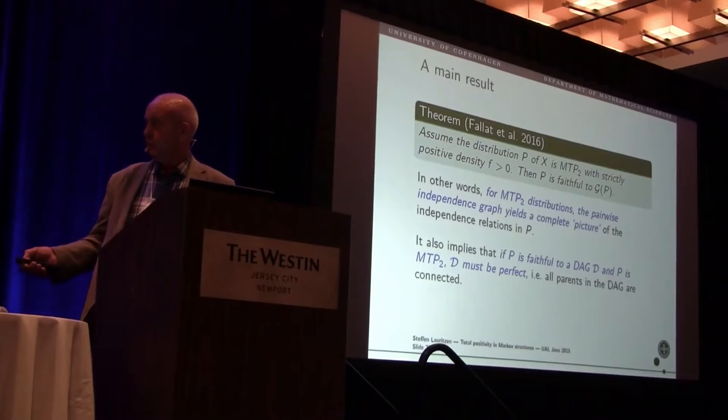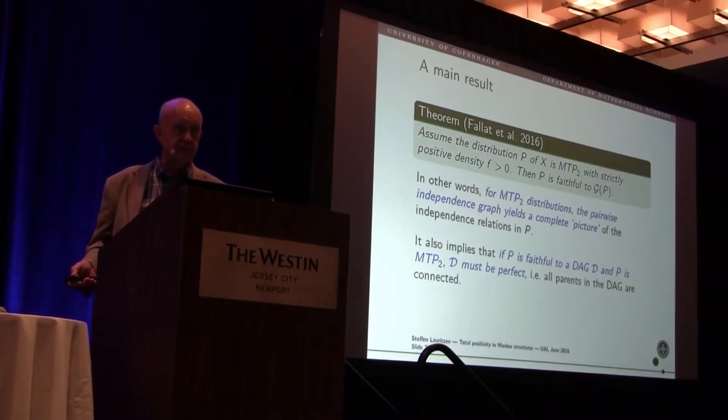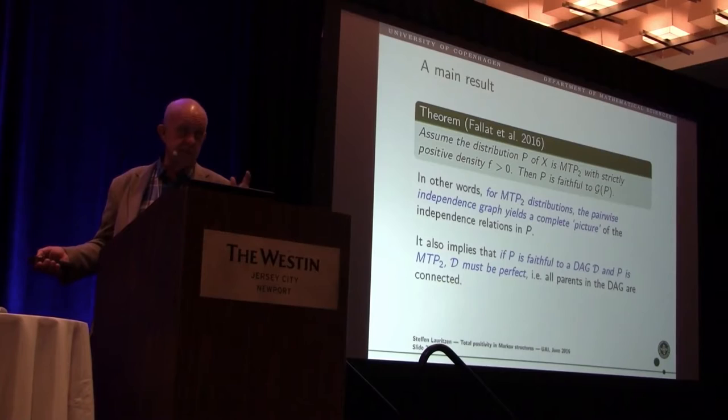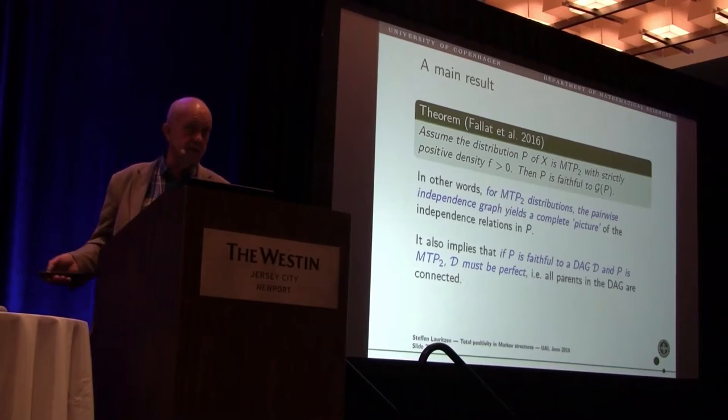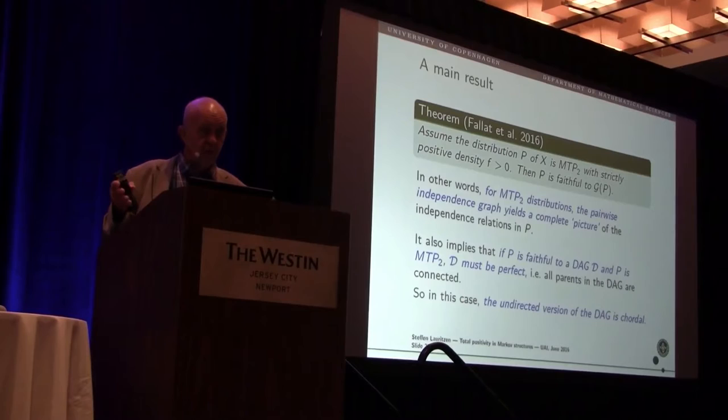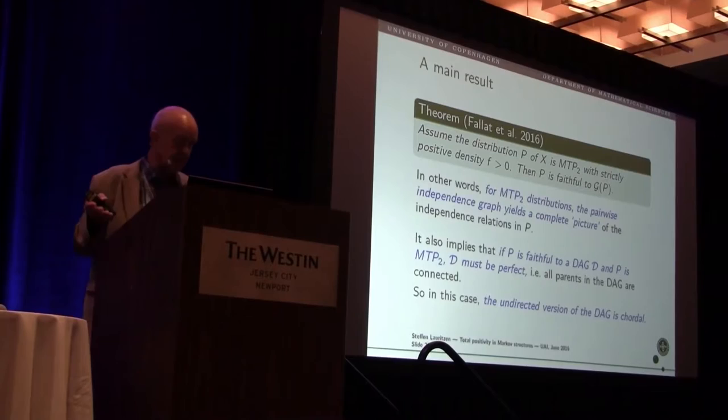Because if it's faithful to a DAG, it's faithful to its pairwise independence graph, which means it's faithful to its moral graph. If it's faithful to a DAG and to the moral graph, then the moral graph must be equal to the skeleton of the DAG, so all pairs must be paired. And in this case, you have chordal graphs. So an MCP2 distribution, if it is representable by a DAG, is also representable by a non-DAG.